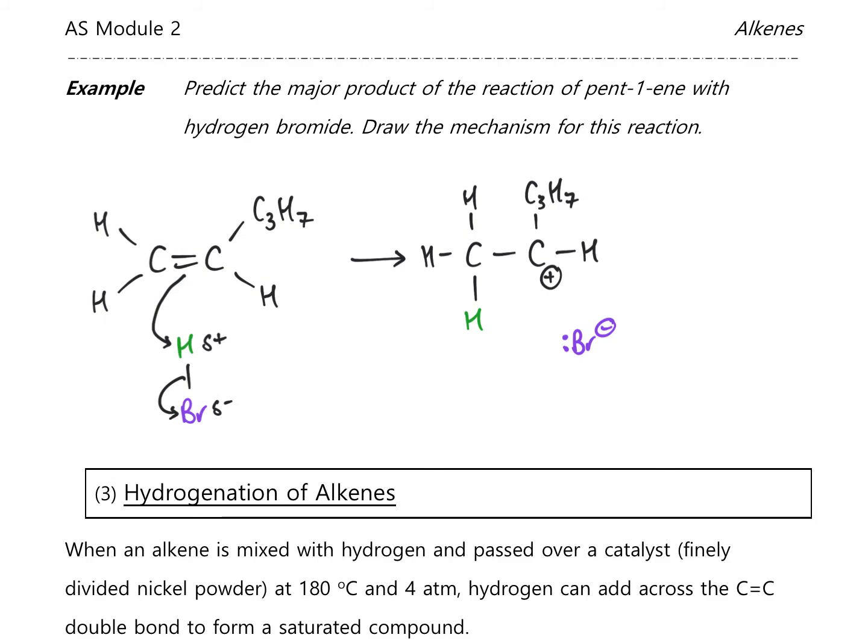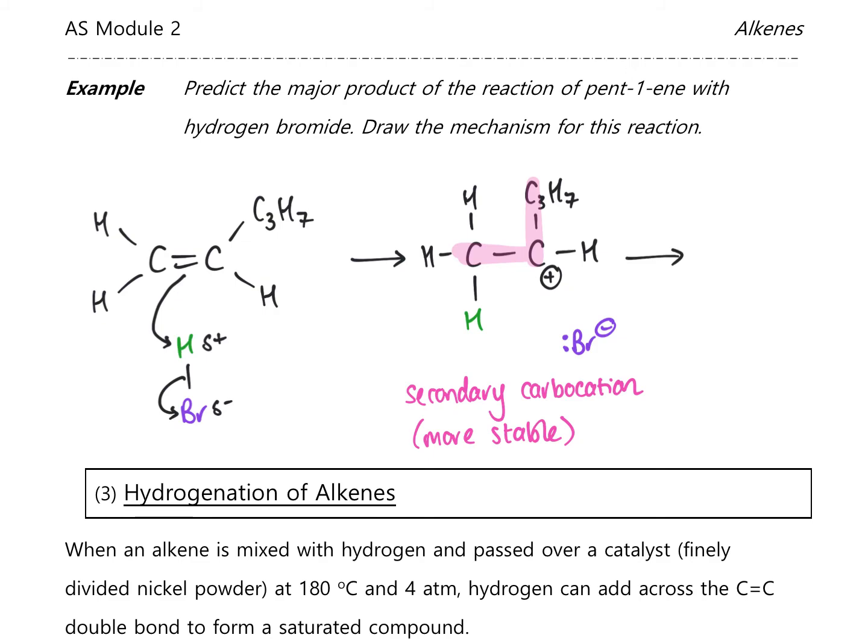The intermediate product is the one that's shown on the screen here, and you can see that this is a secondary carbocation and it is more stable. If we had put the hydrogen on the other carbon, in other words carbon number 1, it was attached to 2 hydrogen atoms and then the rest of the carbon chain, so it would have been a primary carbocation, which we have learned is less stable than a secondary carbocation.